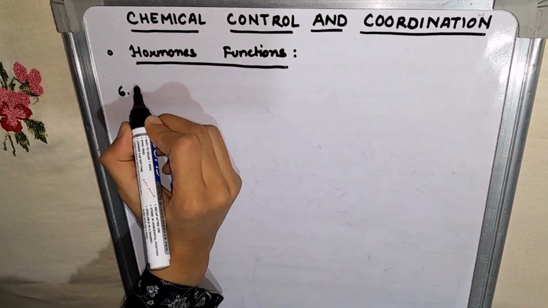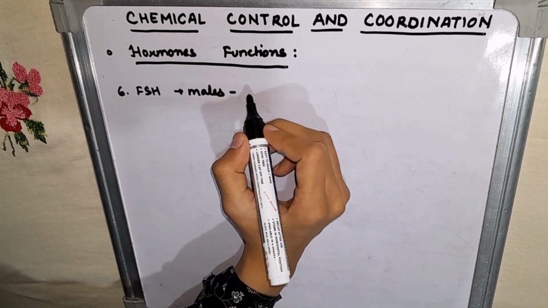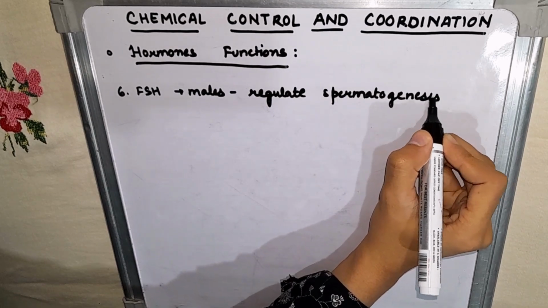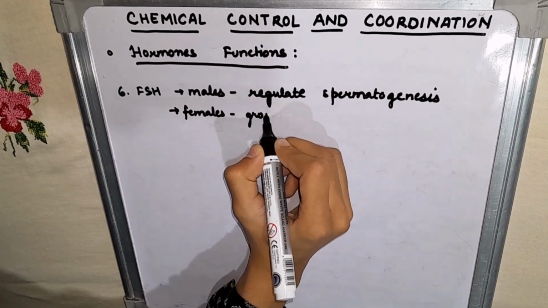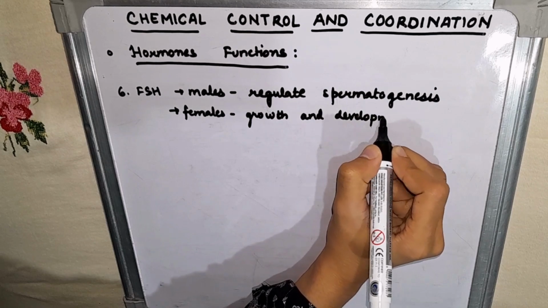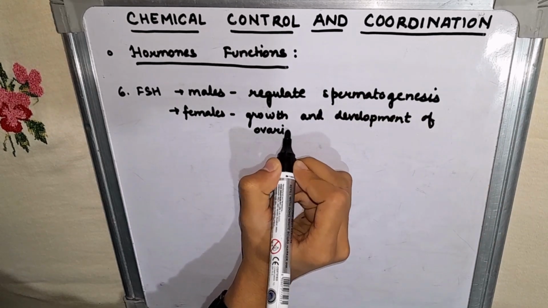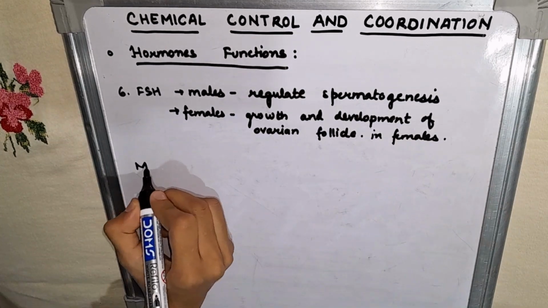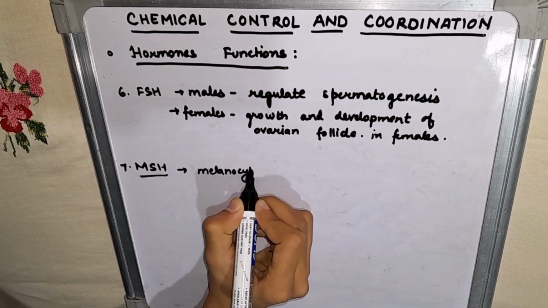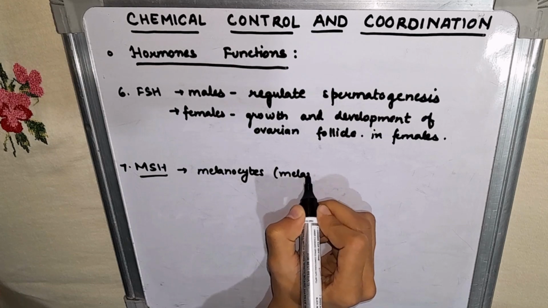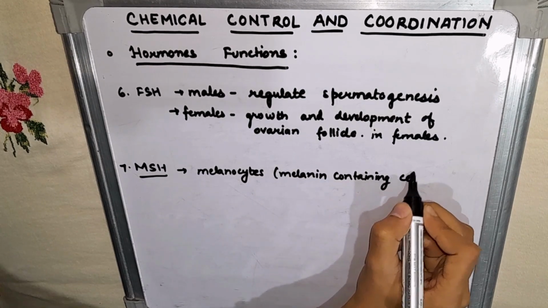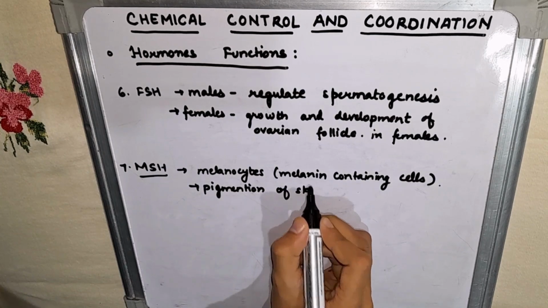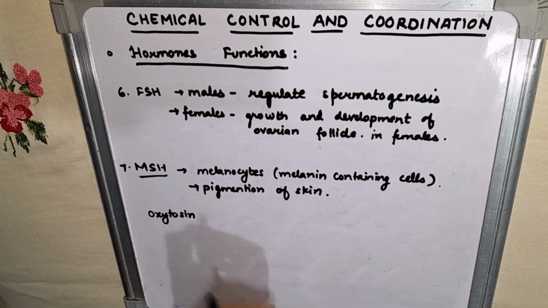Next is FSH. FSH stands for follicle stimulating hormone. Now in males, FSH is responsible to regulate spermatogenesis, and in females, FSH is responsible for the growth and development of the ovarian follicles. Next is MSH, melanocyte stimulating hormone. It acts on melanocytes, which are melanin containing cells responsible for pigmentation of the skin color that we get.